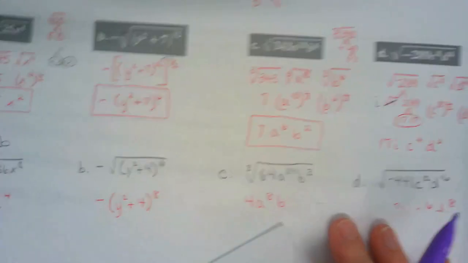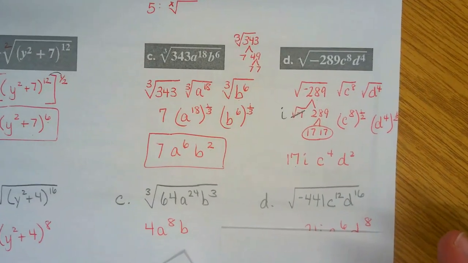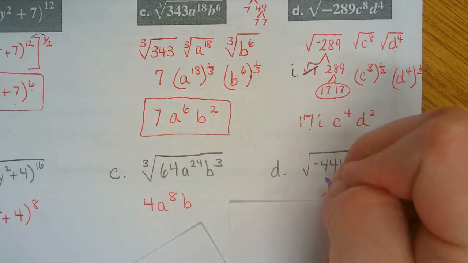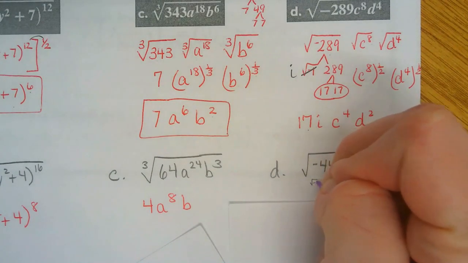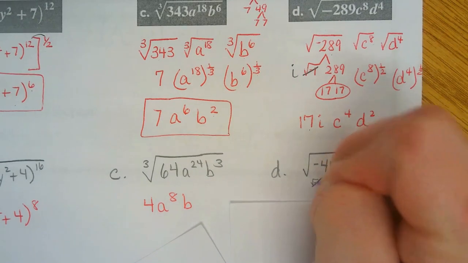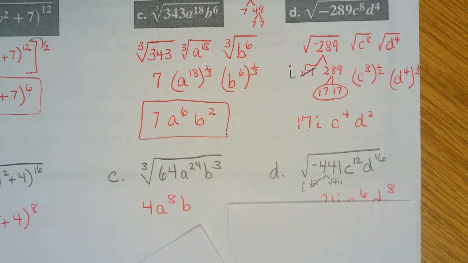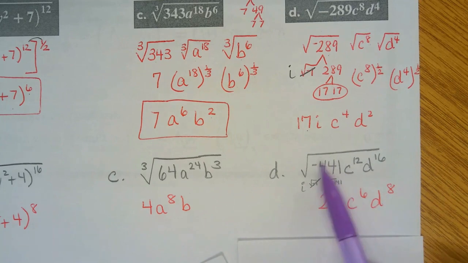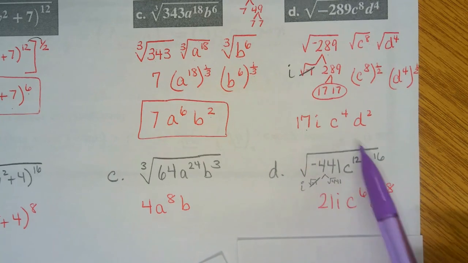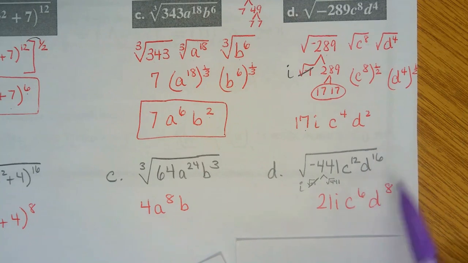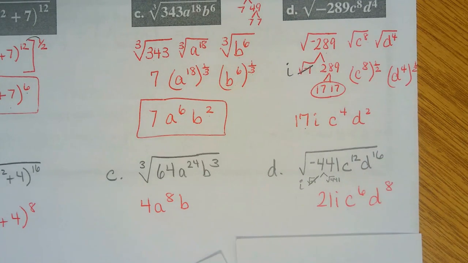On the last one, you had the square root of -441, so you would have to take out that -1 first, and then you're left with 441. That square root of -1 is where you're going to get that i, and then you can type in the square root of 441. So I would get 21i from this guy here. Square root means I'm doing half of my exponents. So half of 12 is 6, half of 16 is 8.